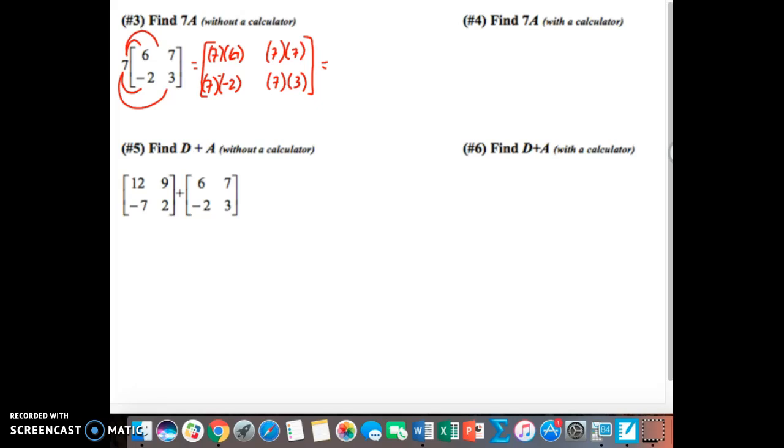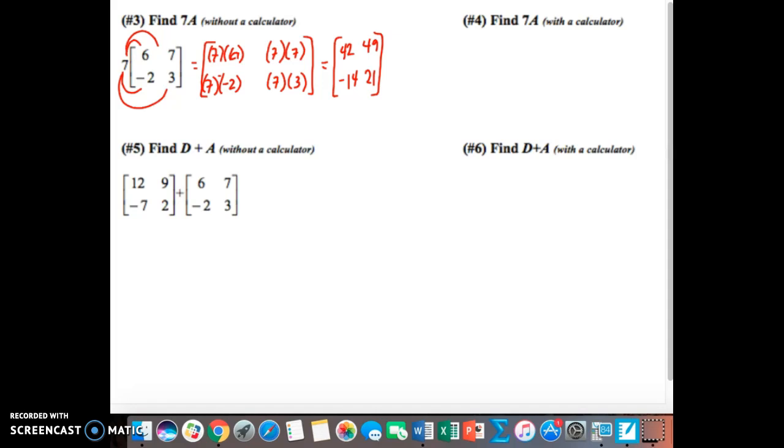Then just multiplying these out, we know 7 times 6 is 42. We know 7 times 7 is 49. 7 times -2 is just -14. And then 7 times 3 is 21. So this is our new matrix.